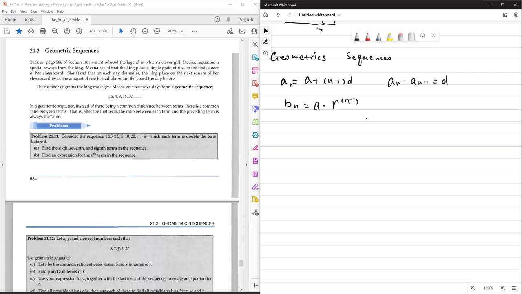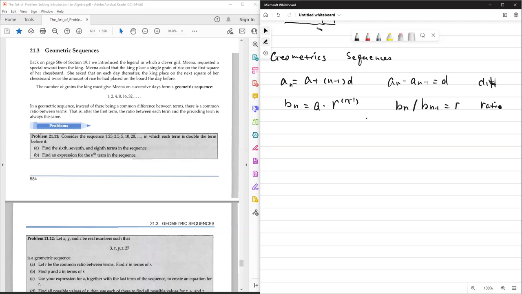Okay, the difference is b_n divided by b_(n-1) equals r. The ratio of the two consecutive terms is constant. The difference, so here we take a subtraction, and here we do a ratio or quotient, dividing the two numbers. This is the only difference in terms of how we define it.